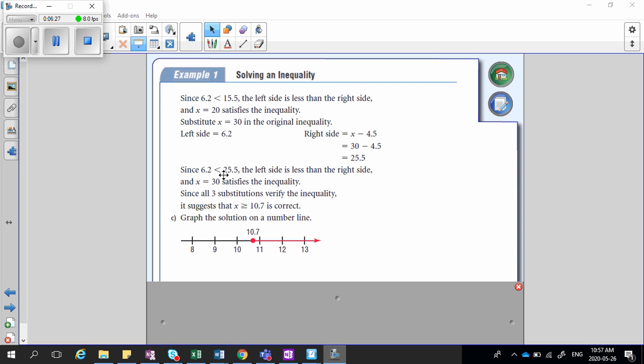The last step that it asked you to do in this question was graph the solution on a number line. If we said x has to be greater than or equal to 10.7, here's how you would show it on a number line. You show a number line starting a few numbers before 10 and showing a few numbers after 10. So we do 8, 9, 10, 11, 12, 13. We put our dot on 10.7, and then we color in to the right of 10.7 and put our little arrow at the end. The dot is filled in because it's greater than or equal to. If it just said greater than, we wouldn't fill in that dot.